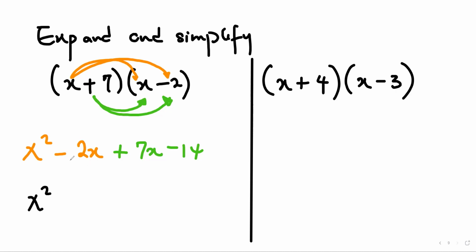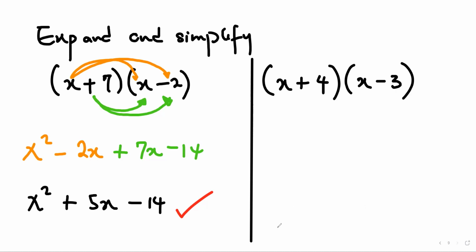To complete your work, x squared stays the same. Now we have minus 2x plus 7x. What's it going to be really? Plus 5x. And then we have minus 14 left here. Now, is this what you got for your answer? Yeah. Well done. Excellent.